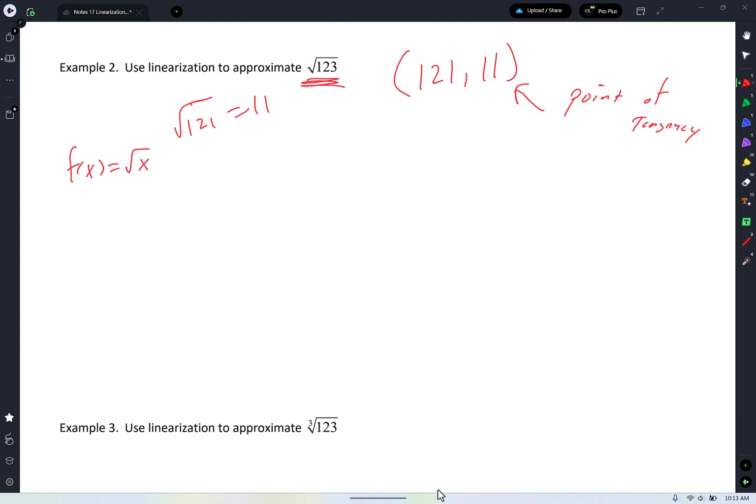Yeah, no, I agree with you. When are you ever going to use this? Never, probably. You'll just use your calculator to approximate what the square root of 123 is.